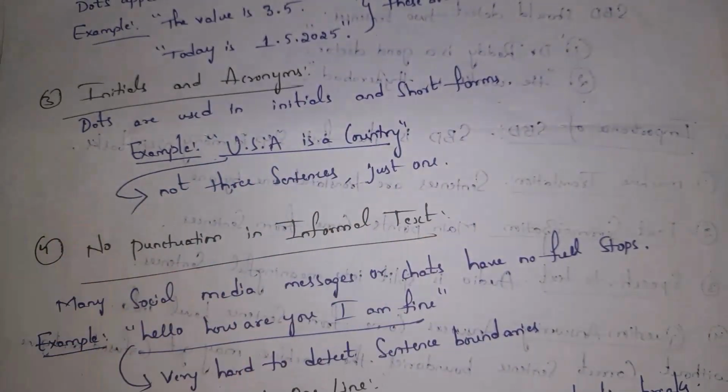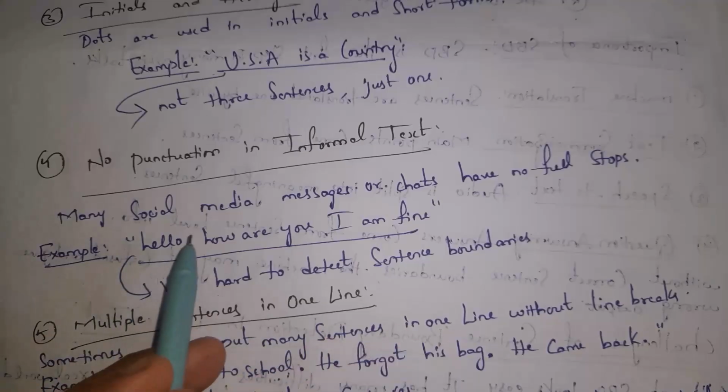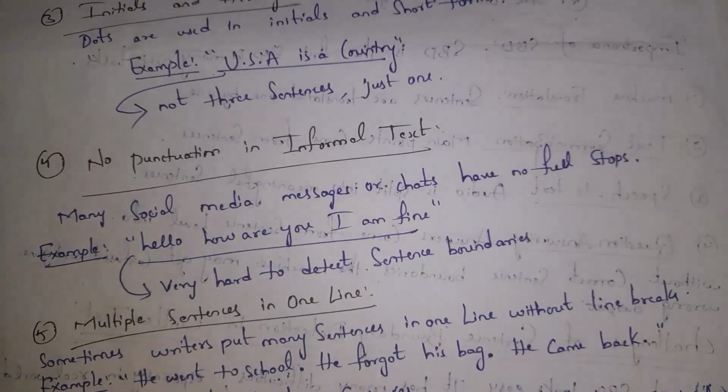And the fourth one is no punctuation in informal text. Normally on social media, whenever we send any messages, we will not give any full stops. For example, I'll send a text like "hello how are you I am fine" without any full stop. Even if we don't give any full stop, the NLP model needs to understand that these are three different sentences: hello, how are you, I am fine. Three different sentences. This is a challenging part.